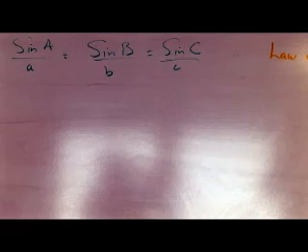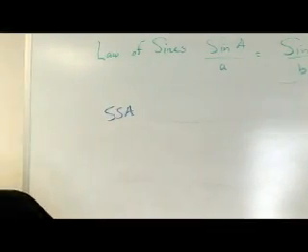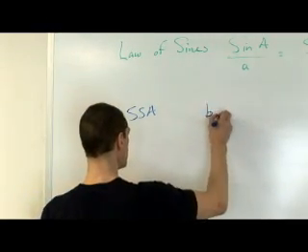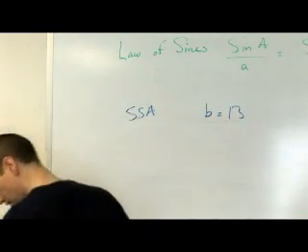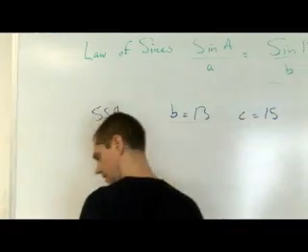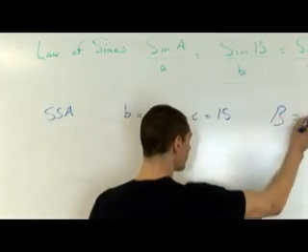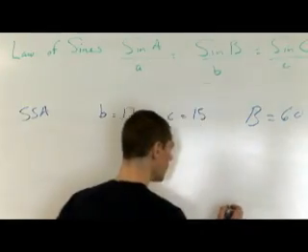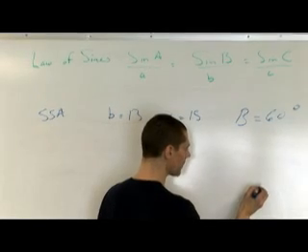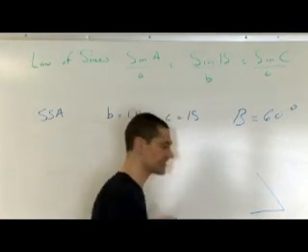Okay, so we're going to do another side angle, and we're supposed to solve for triangle ABC when little side b is 13, when little side c is equal to 15, and when angle B is 60 degrees. Okay, so I'm going to try and draw. So angle B is down in this corner, 60 degrees is, okay, something like that.